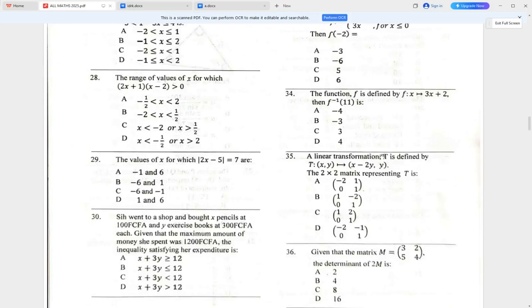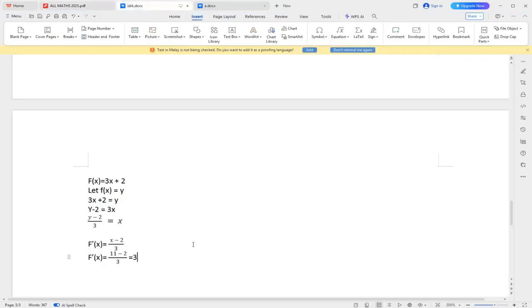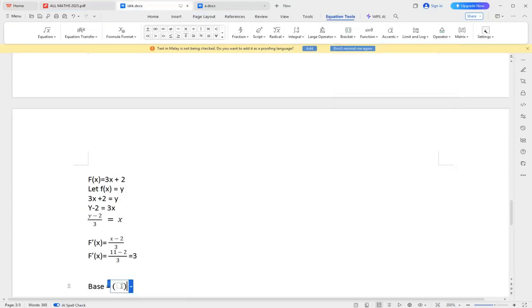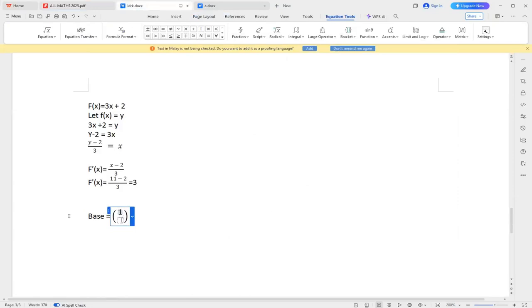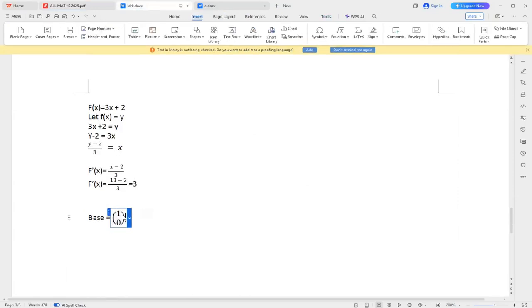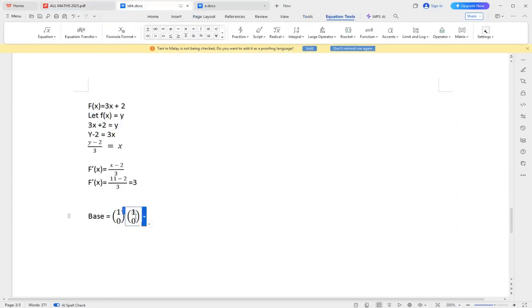Question 35. A linear transformation T is defined by T which maps x, y onto x minus 2y and y. The 2 by 2 matrix representing T is. Now, we have to understand that this mapping is the mapping with the basis of 1, 0, and 0, 1. So the basis of this transformation is, first base you have 1 and 0, and the second base you have 0 and 1.